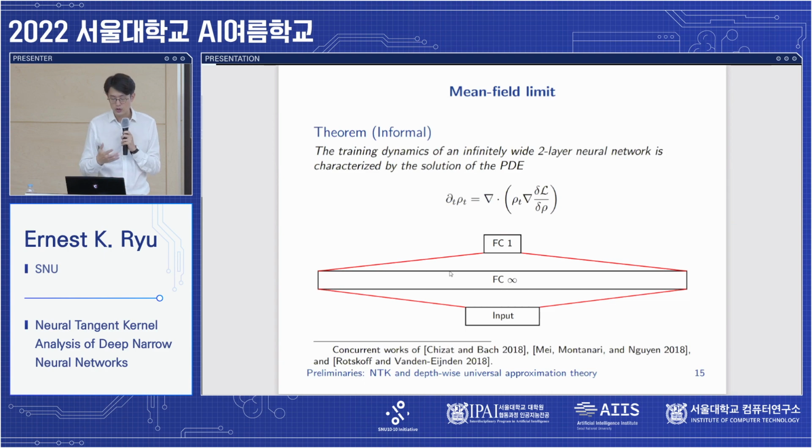And what they showed is that the training dynamics of an infinitely wide two-layer neural network is characterized by the solution of this PDE. It's an instance of the continuity equation. This PDE looks a little bit scary, but we can analytically, tractably characterize the solution, the dynamics of this PDE, and that will allow us to establish provable trainability guarantees for infinitely wide two-layer neural networks. Finite two-layer neural networks are difficult to analyze. But in the infinite width limit, the analysis actually becomes more tractable, simpler. And in the infinite width limit, we can prove that training will succeed.